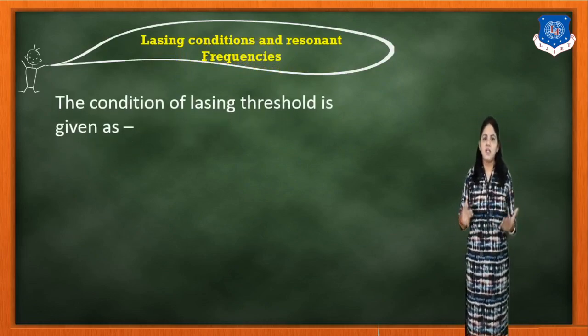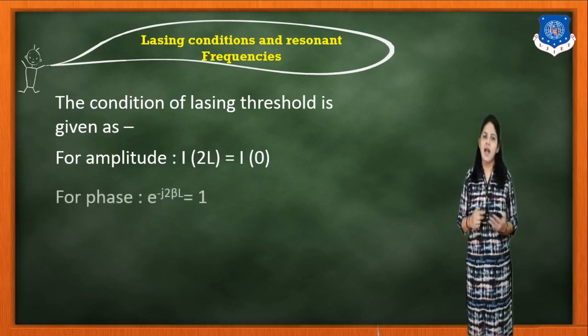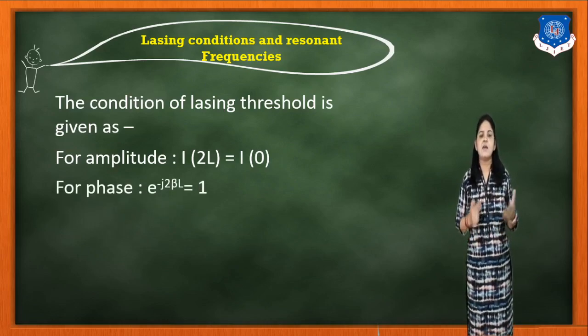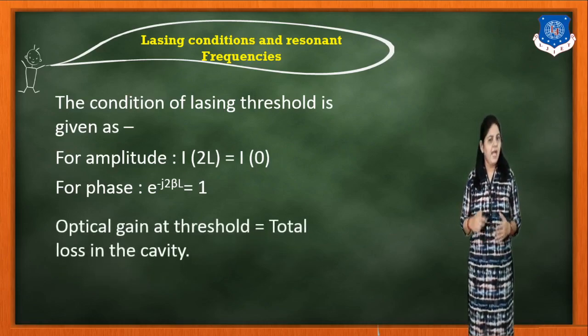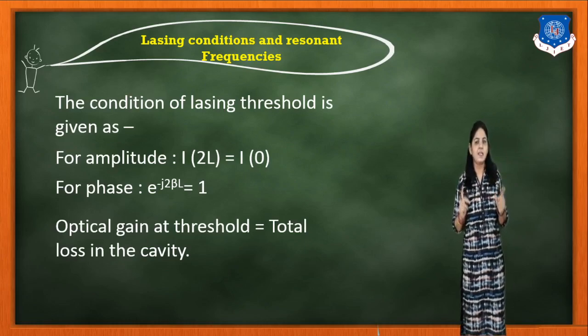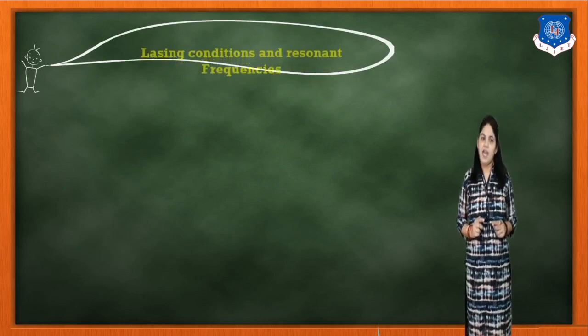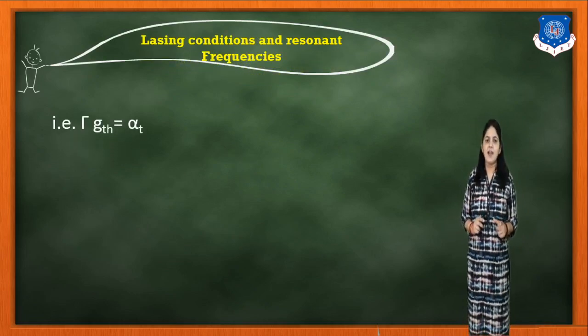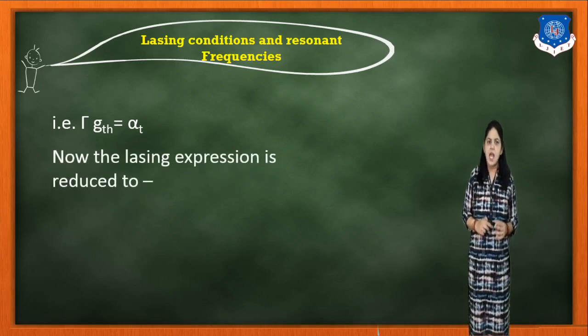Now the condition of the lasing threshold is given as: for the amplitude, I(2L) = I0; for the phase, e^(-j2βL) = 1; and the optical gain at the threshold is equal to the total loss in the cavity. That is why ΓGth, the threshold gain, is equal to αt.